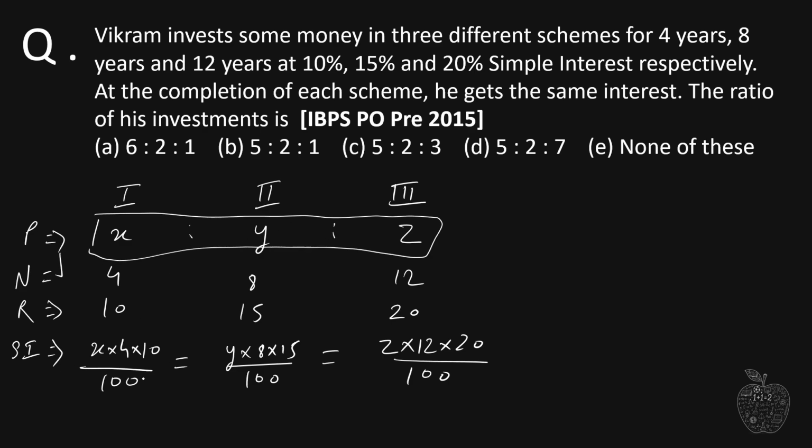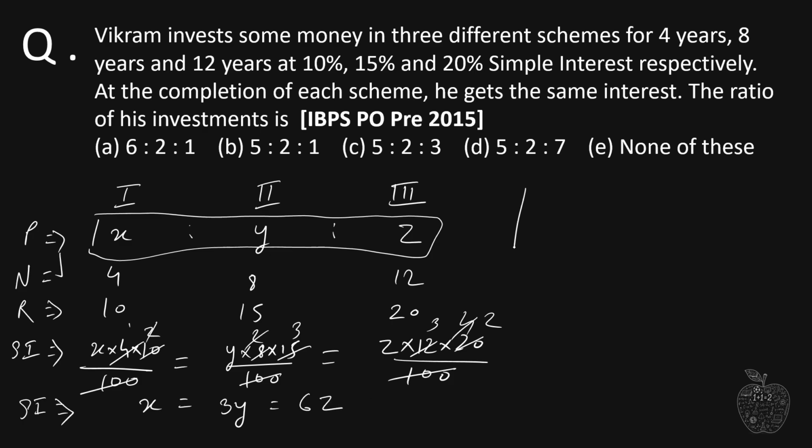Now let's just simplify this. 100, 100, 100 gets cancelled. 4 1s are 4, 4 2s are 8, 4 3s are 12, 5 2s are 10, 5 3s are 15, 5 4s are 20, and again 2 gets cancelled. So we get the simple interest as X is equal to 3Y is equal to 6Z. Now we have this equation, which is X is equal to 3Y is equal to 6Z.